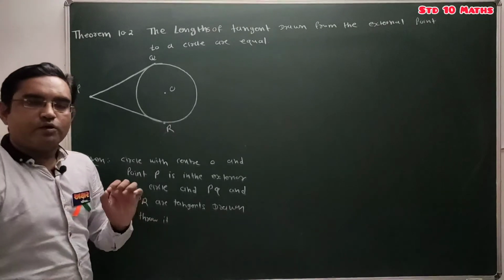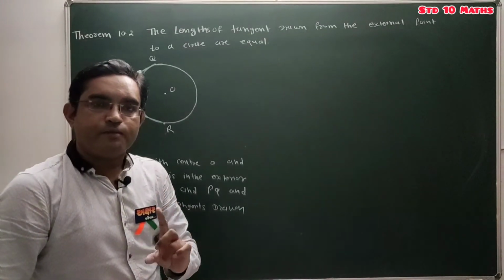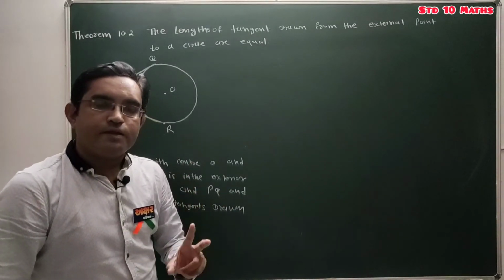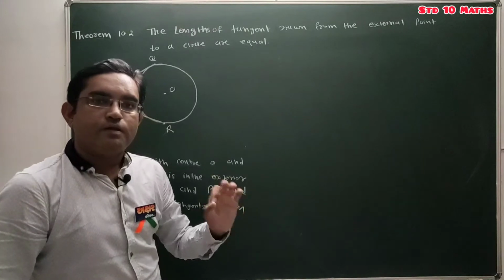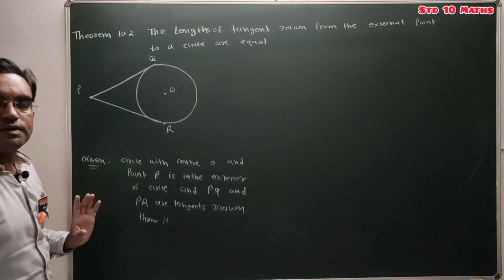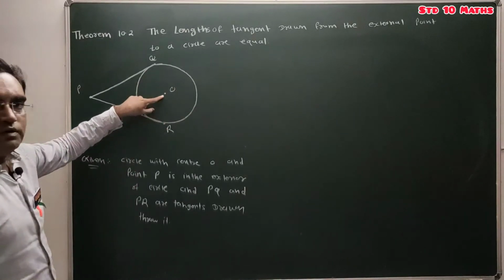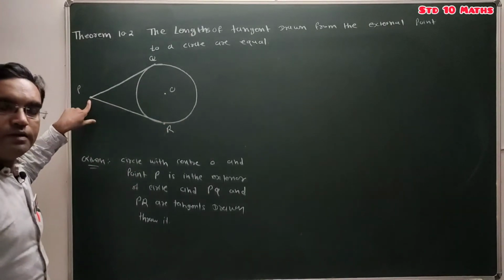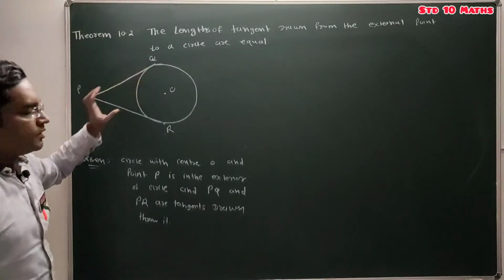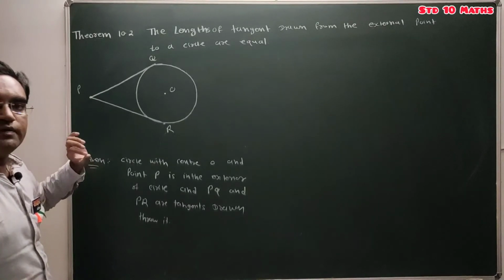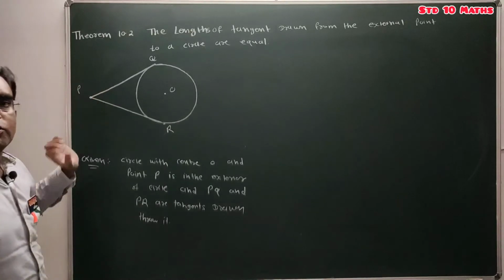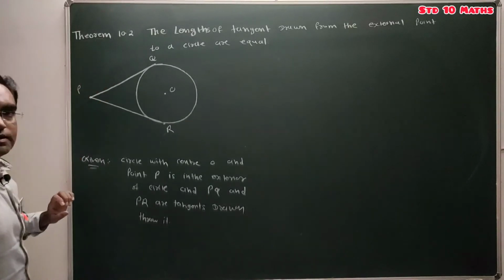One circle with center O is given, one point P in the exterior of the circle is given, and two tangents from the exterior point to the circle are given. The two tangents are tangent PQ and tangent PR. We know that we can draw a maximum of two tangents from a point which lies in the exterior of a circle.